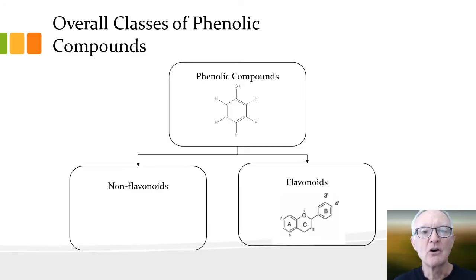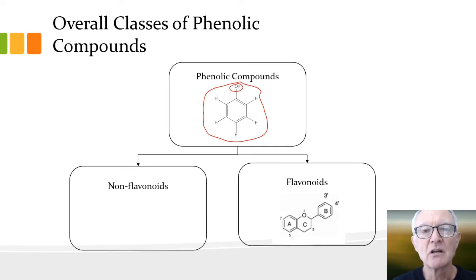Let's start with the overall classes of phenolic compounds. So we know all phenolic compounds are characterized by at least one conjugated 6-carbon ring with one hydroxyl group on it. So that defines phenol itself. And polyphenolic compounds in wine contain at least one phenol-based structure. We don't find phenol itself in wine, but we find polyphenolic compounds based on phenol.